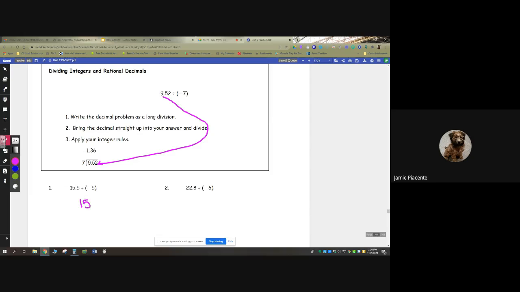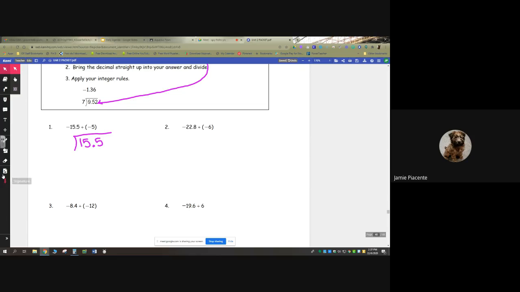So I have 15.5 divided by 5. I'm actually going to move this a little bit because I wrote too high up. So 15.5 divided by 5. I'm not writing the negative. We'll work with that after. So now I'm going to bring this decimal point straight up right here.